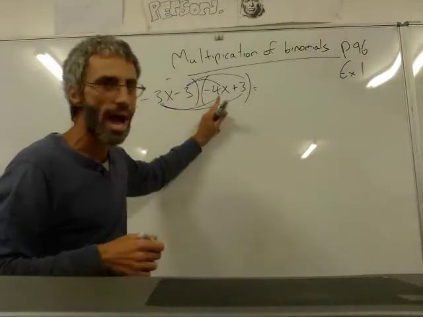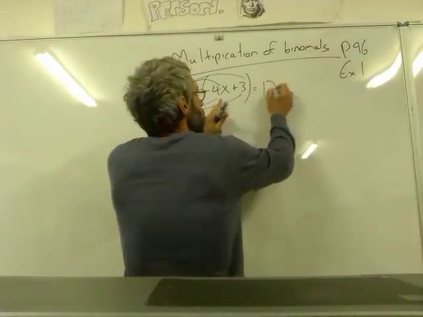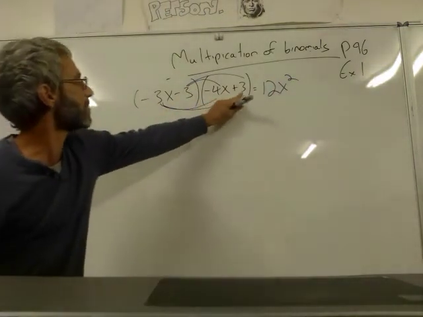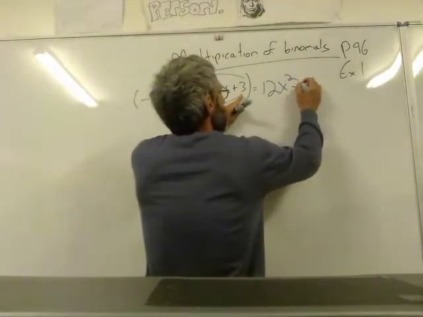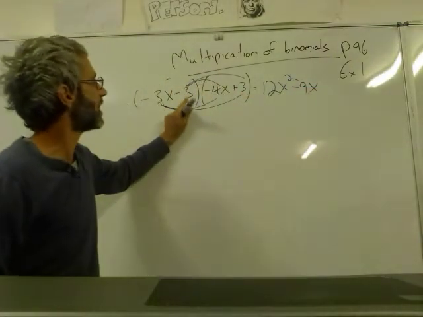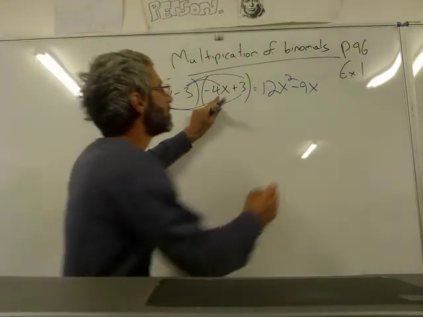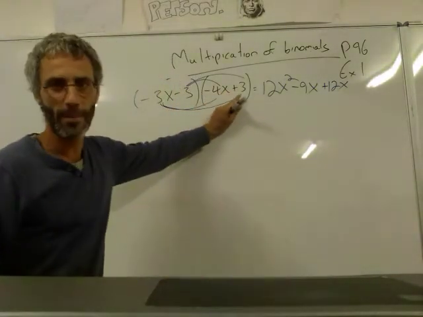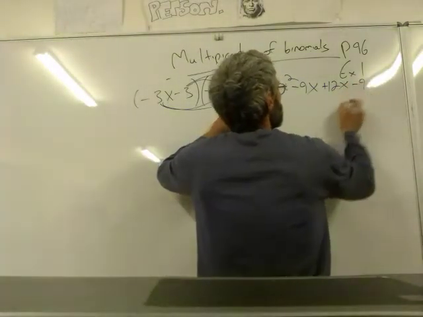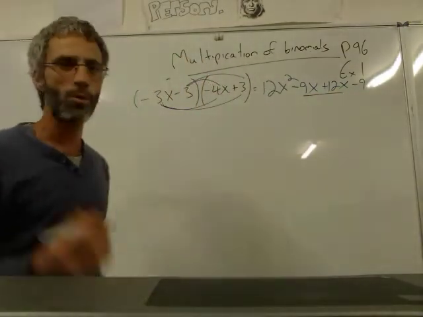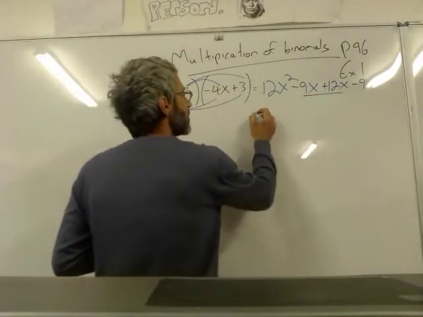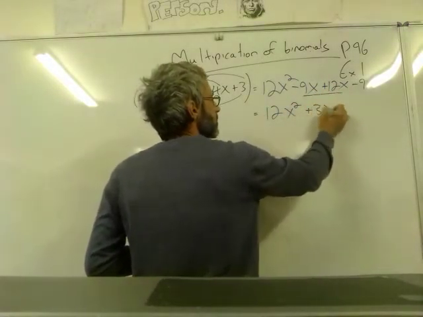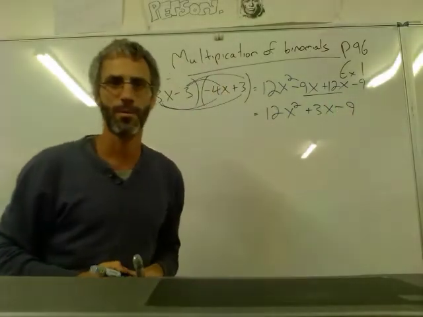Minus 3x times minus 4x is going to be positive 12x squared. Minus 3x times 3 will be minus 9x. Minus 3 times minus 4x will be plus 12x. Minus 3 times plus 3 is minus 9. Again, you can see that in the middle we've got similar terms, so we're going to add them up. Minus 9x plus 12x is plus 3x. And that's the answer. Okay?